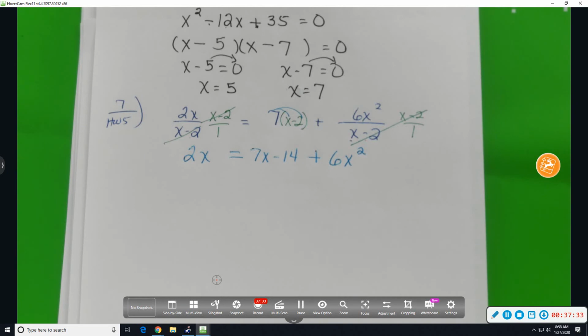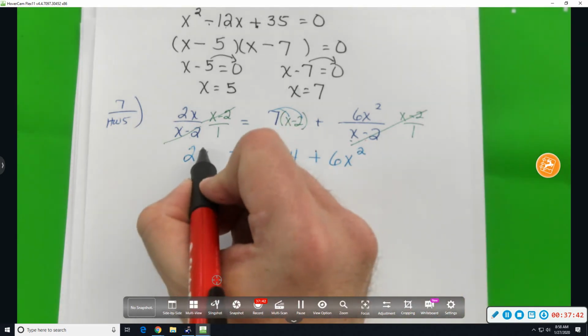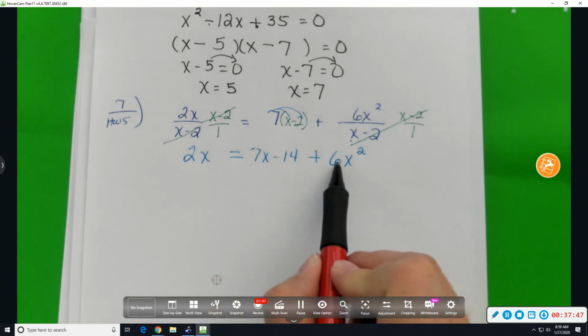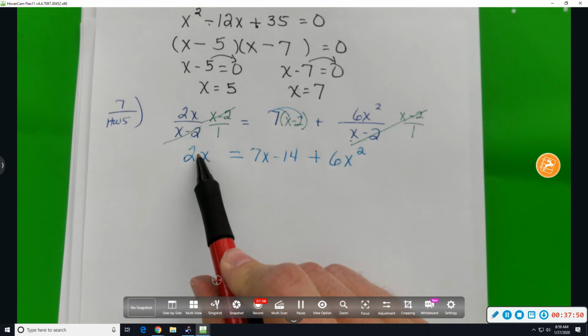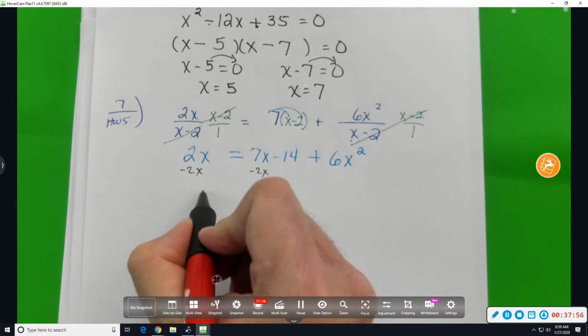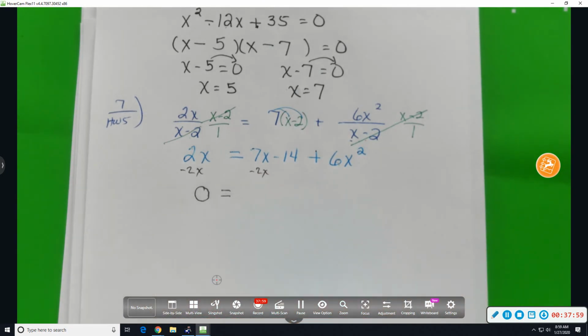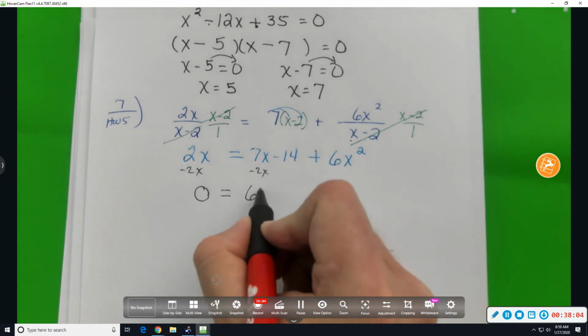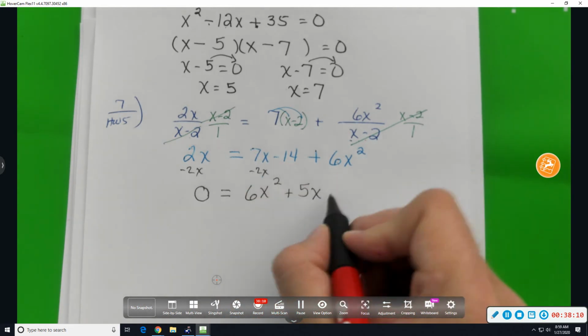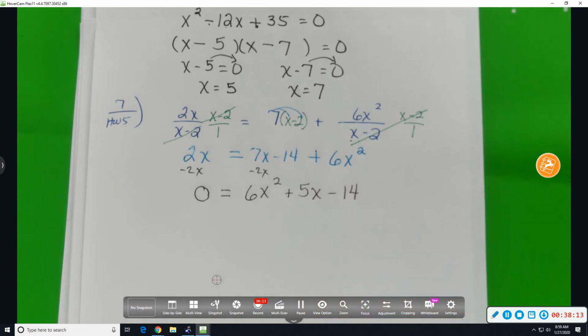So get a 0 and factor, or use the quadratic formula if you want. Whenever I can, I factor. Since I like the x squared to be positive, I'm moving everything over to the right. I don't want to move the 6x squared over to the left because that would make it negative. So if I just subtract 2x from both sides, that's putting a 0 on the left. And then, what do we have? A 6x squared, a plus 5x, and a minus 14.